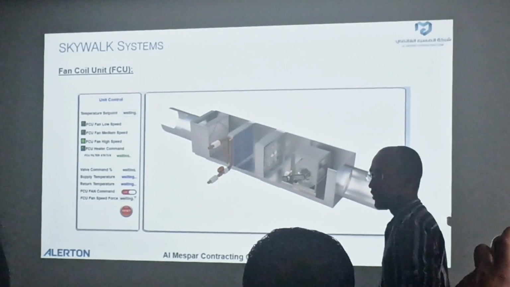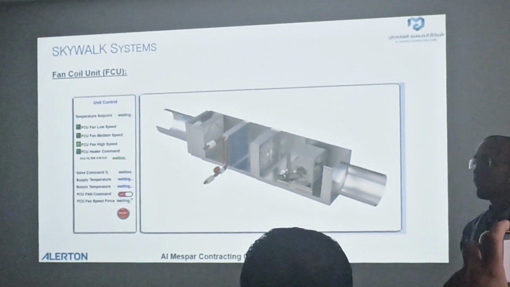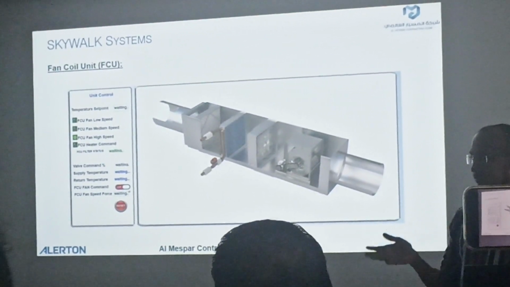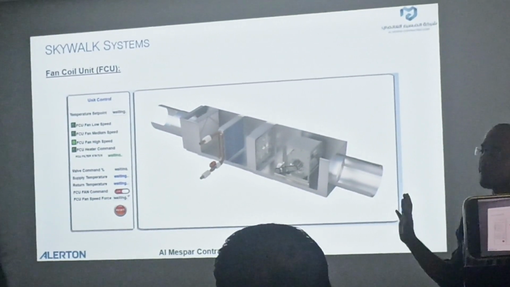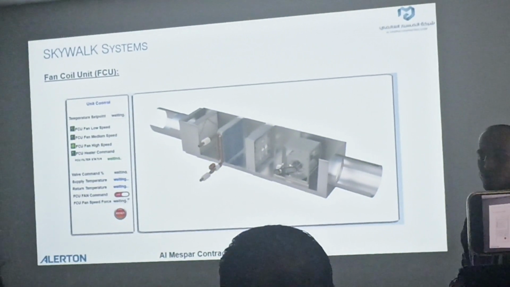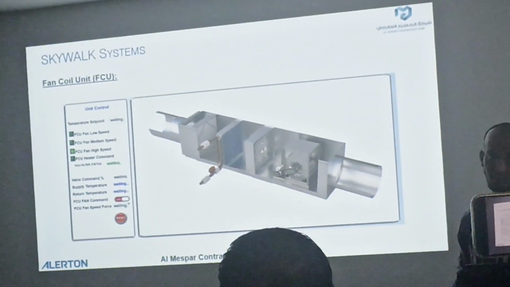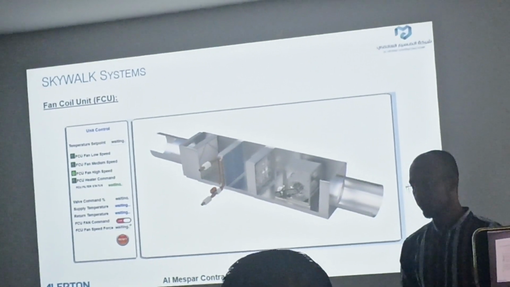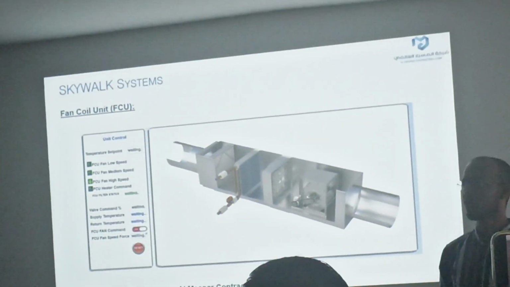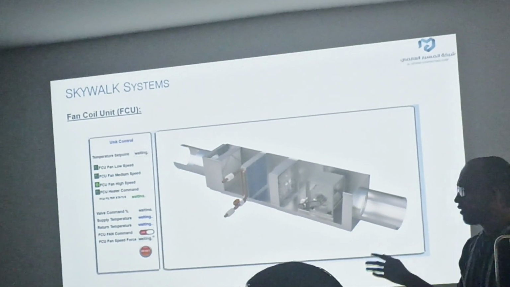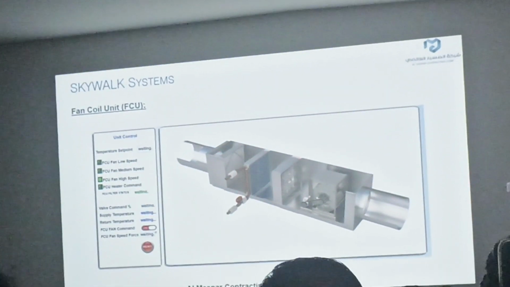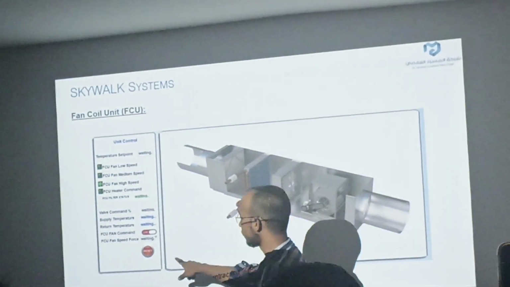How many FCUs depends on the skywalk size. The number of FCUs depends on the DDCs as well. If you have 3 FCUs, you will find 3 DDCs. If we have 3 FCUs, we have to change 3 times. If you make it auto, it will work automatically. If you are doing it manually, you have to make it from here.